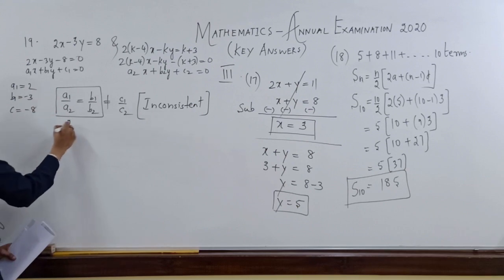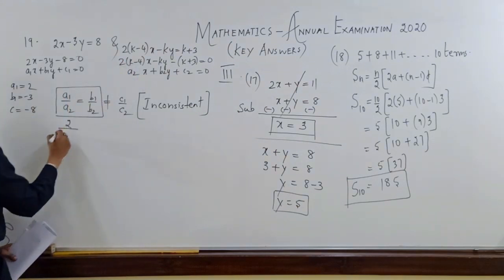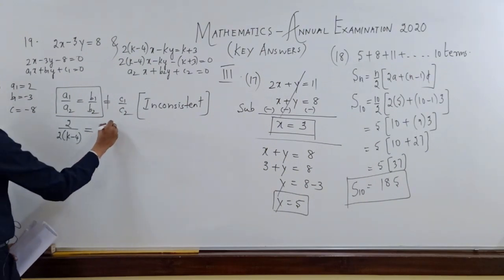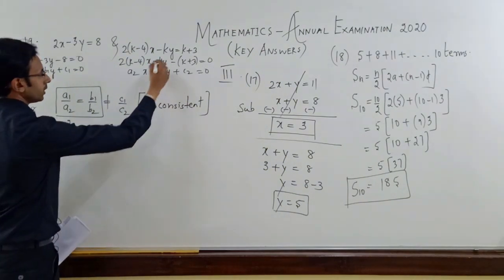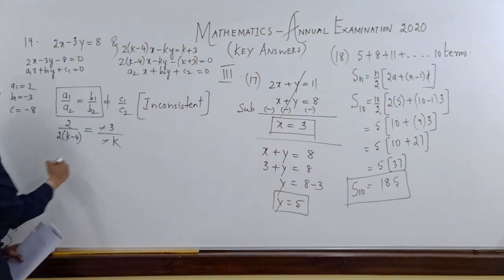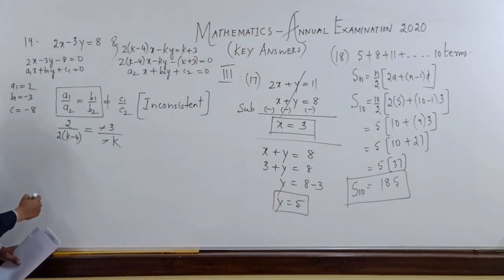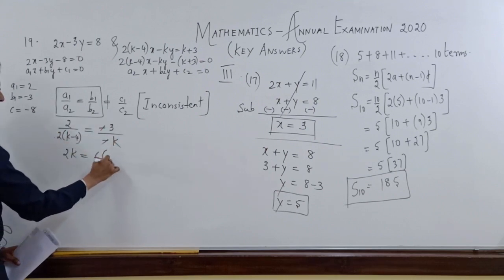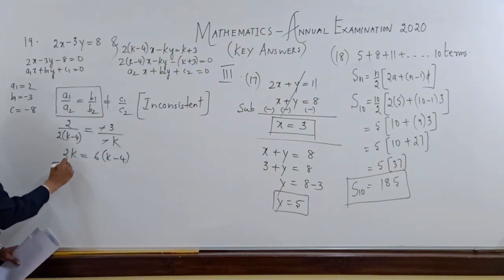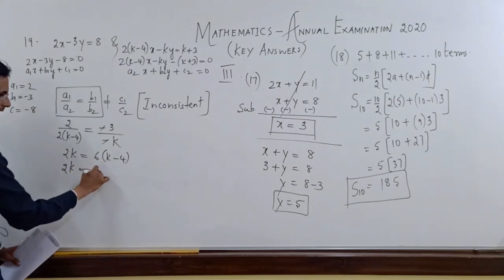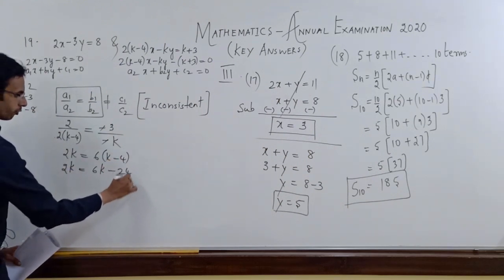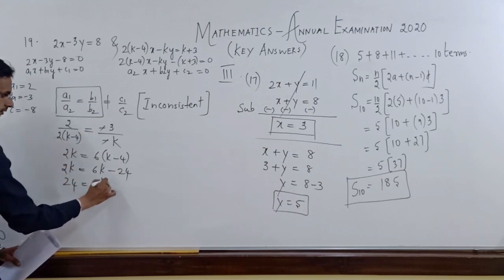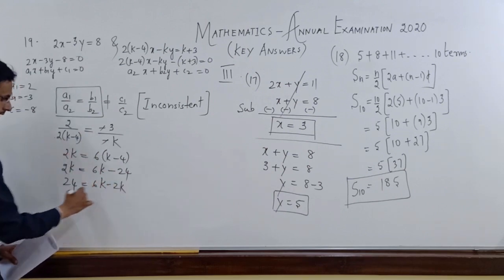a1 is 2, a2 is 2 times k minus 4, b1 is minus 3 and b2 is minus k. You all know minus gets cancelled out. Cross multiply here. K into 2 is 2k, 3 2s are 6 times k minus 4. So you get 2k is equal to 6k, 6 4s are 24. So you shift this 24 here, you get positive 24 and shift this 2k this side.